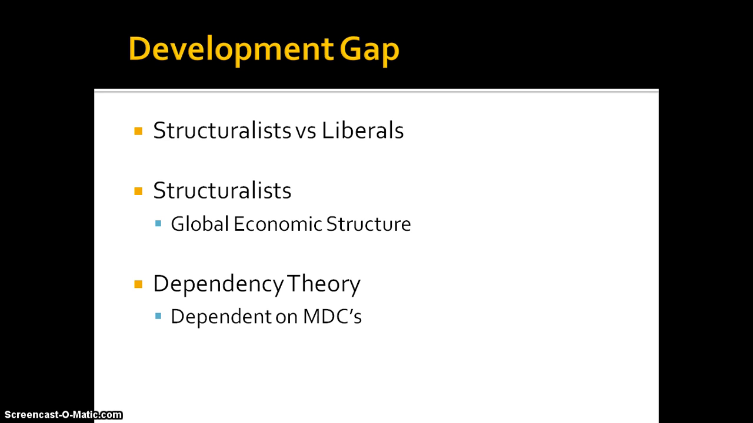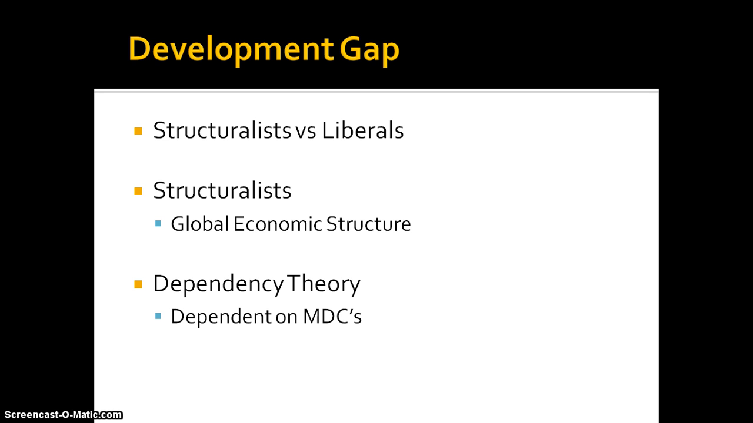Now, when we talk about the reasons for the development gap and the economic relationship that exists between the more developed countries and less developed countries, there are two main groups that emerge as far as their attempts to explain it. We have what are called the structuralists, and there are those that we call the liberals. And so when we look at these two sets of ideas, the first one we're going to look at are called the structuralists. Okay, so the structuralists, basically what they say is that the global economic structure is set up to favor more developed countries over less developed countries.